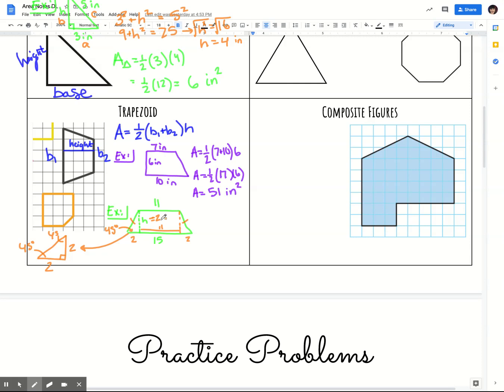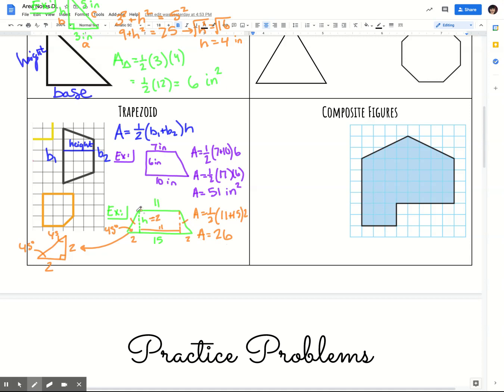So now I have all the information I need in order to find the area of this trapezoid, right? So my area is 1/2 of 11 plus 15 times 2. Then I'm just going to plug all of that into my calculator, or you can do it in your head. So 11 plus 15 is 26, times 2, and then divided by 2. The 2's cancel each other out, so you're left with 26. And I didn't give you a unit, so you don't have to give me a unit in your answer, okay?